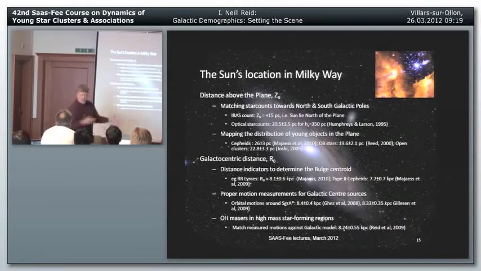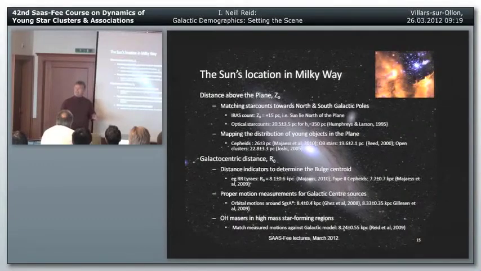So, coming back to the Milky Way itself, some basic questions. Where's the sun? We actually know that pretty well in terms of where the sun is in relation to the midplane of the galactic disk. It's a very simple thing to calculate, it turns out. There's two ways of doing it.